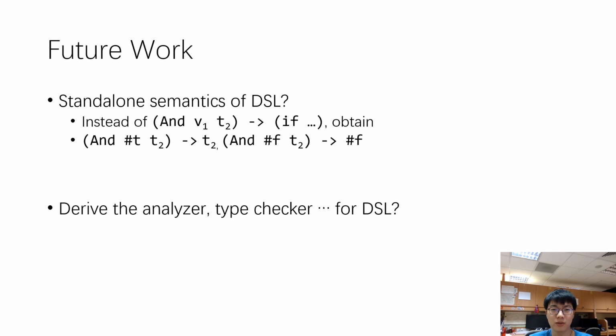The second one is related to the whole picture of the project. It is to automatically generate many tools for the DSL based on the core language tools and the DSL's definition. So here, lazy desugaring is the first step, an attempt on the evaluator.